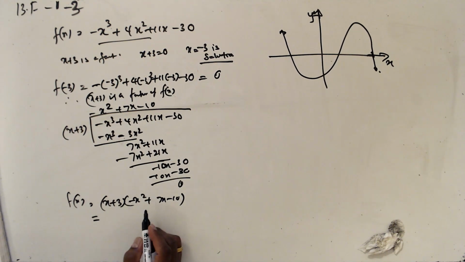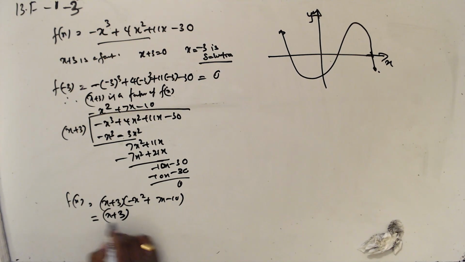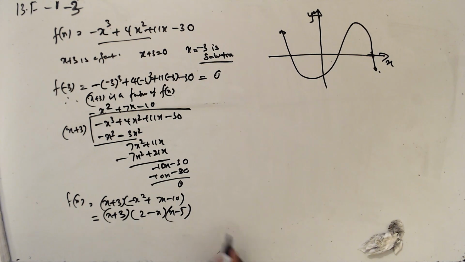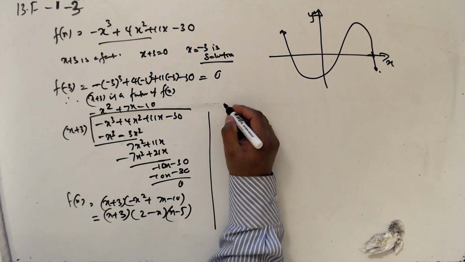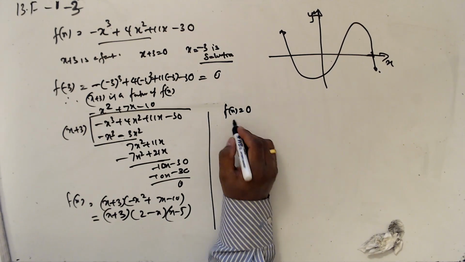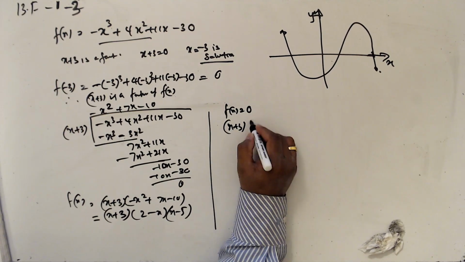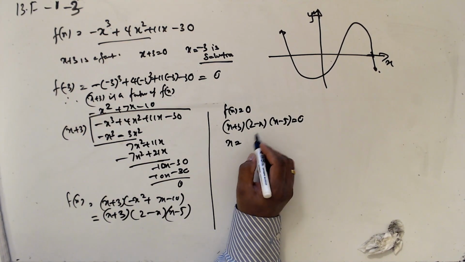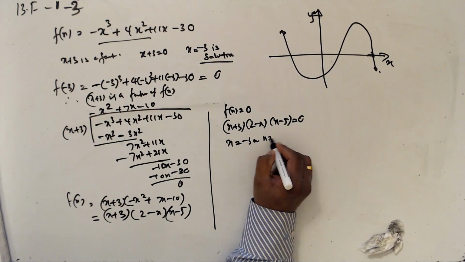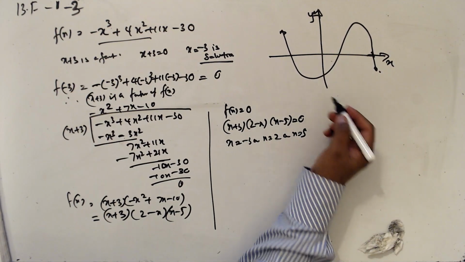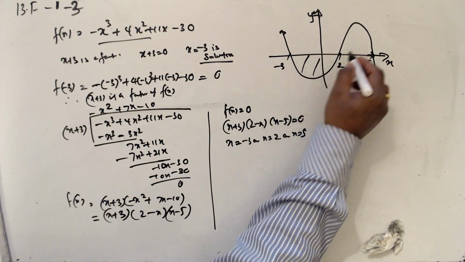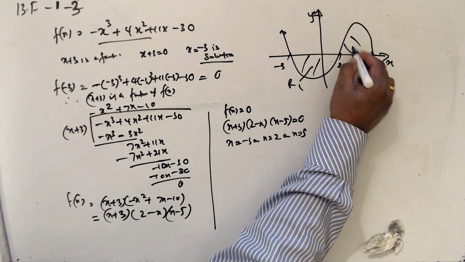Now we can factorize this one: x plus 3, 2 minus x, and x minus 5. Then when f(x) equals 0, x plus 3, 2 minus x, x minus 5 equals 0, so x equals minus 3, or x equals 2, or x equals 5. So this is minus 3, and this is 2 and 5. This is R1 and this is R2.